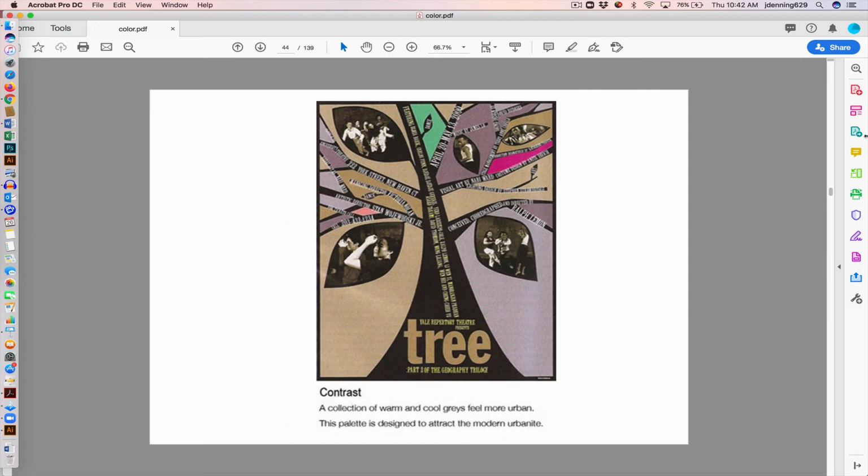It's really important that you compare and contrast and don't just keep making changes to your work, because if you don't compare and contrast, you're never going to know what the best solution is. You're just going to constantly change, and you're going to forget what it looked like before. So look at this design. This is sort of a collection of warm and cool grays. It feels more urban, and this palette might attract more modern urbanites.